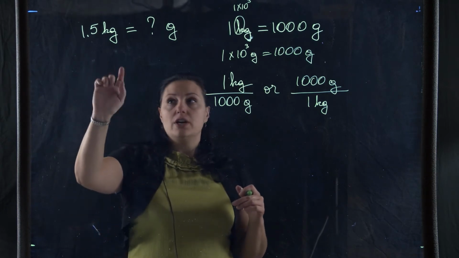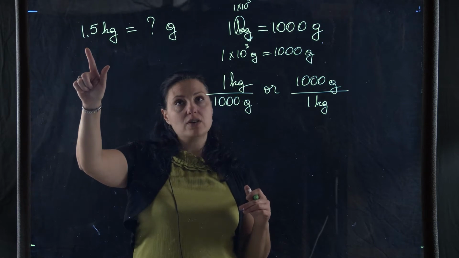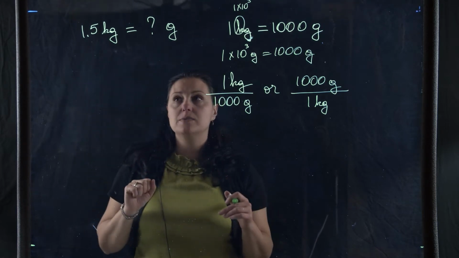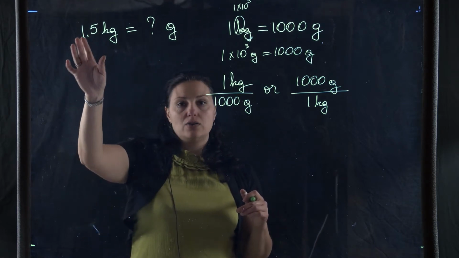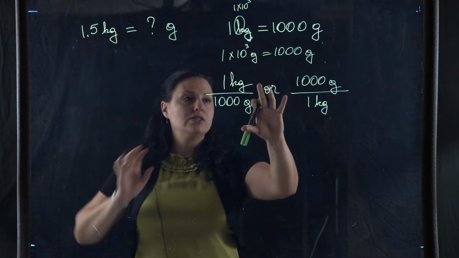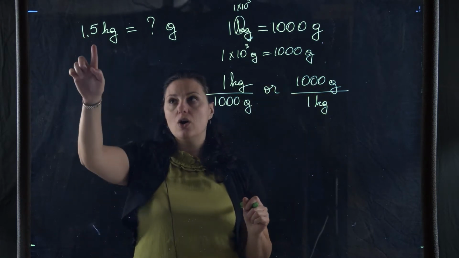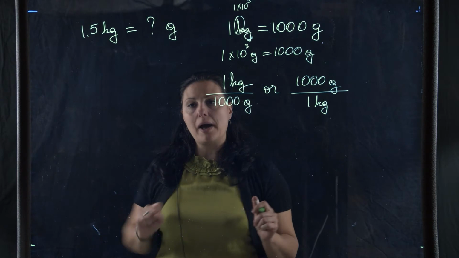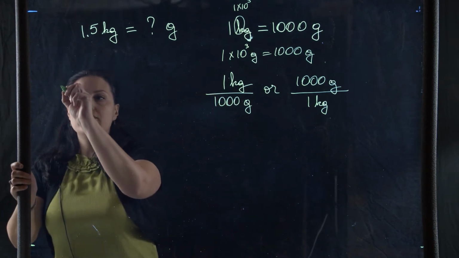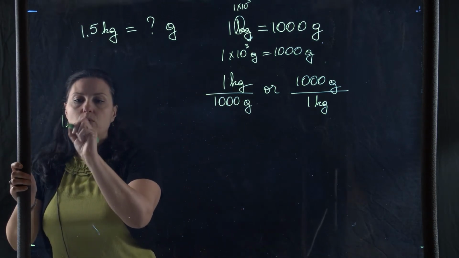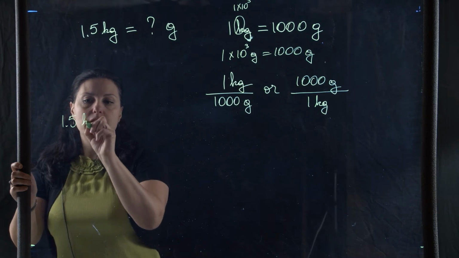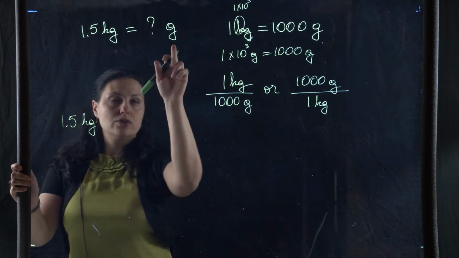So let's look over here. I have 1.5 kilogram and I want to convert it to grams. Always start with the amount you're given. Never start with the conversion factor. Always start with the amount you're given in the problem. So I have, I'll do it here, 1.5 kilograms, and I want to convert it to grams.